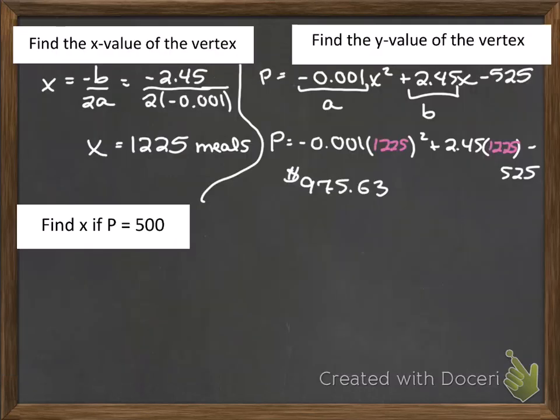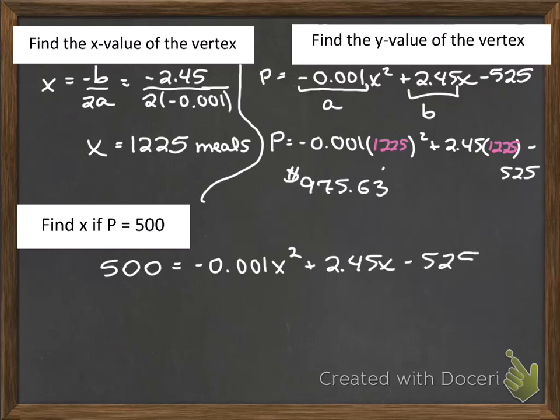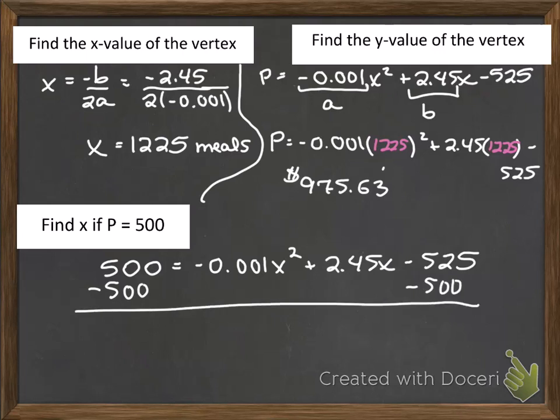The last thing they want us to do is to find x if p is equal to 500. So instead of p equals something, I'm going to write 500 equals negative 0.001 x squared plus 2.45x minus 525. Notice this is a quadratic equation. How do we solve quadratic equations? We need to get 0 on one side. So I'm going to subtract 500 from both sides, and then I'm going to have 0 equals negative 0.001x squared plus 2.45x minus 1,025.